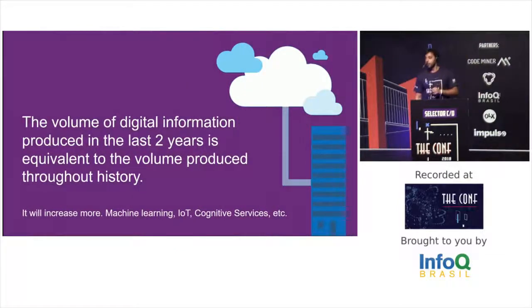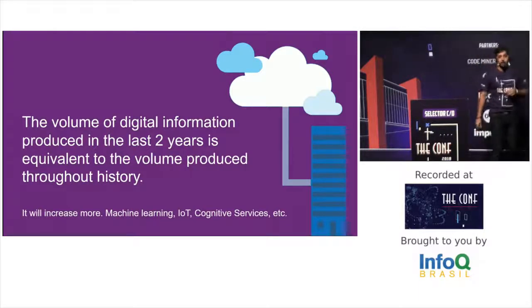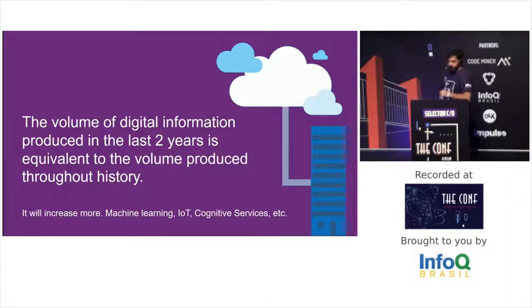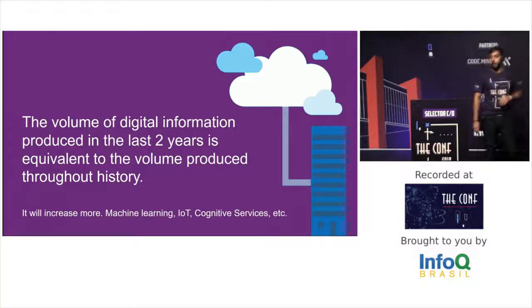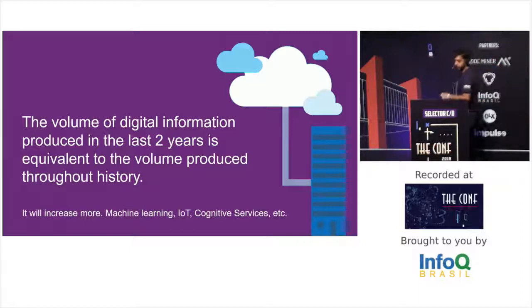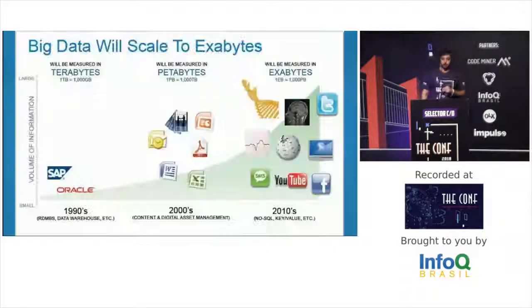Let's start with a reflection, okay? The volume of digital information produced in the last 2 years is equal to the volume produced in all of history. It's a good reflection. Nowadays, everyone has a smartphone. People are connected and produce information. Think about technology, think about the developers nowadays. We need to improve our skills. We need to think about security, performance, and other things.